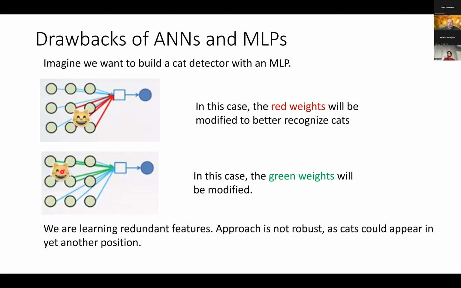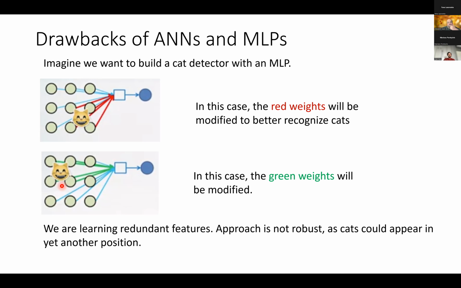Now, if I move the cat and my cat is here, now I need to activate these green weights. And this is not robust. This is what's called that fully connected neural networks do not have invariance with respect to the cat, right? Each time you change the position of the cat, you need to learn this new set of features. And therefore, encoding those invariances that are independent of the position of your object is actually the name of the game here.